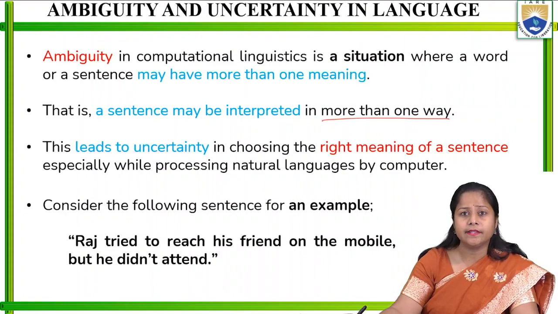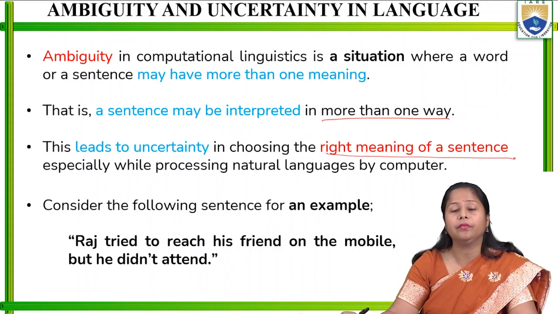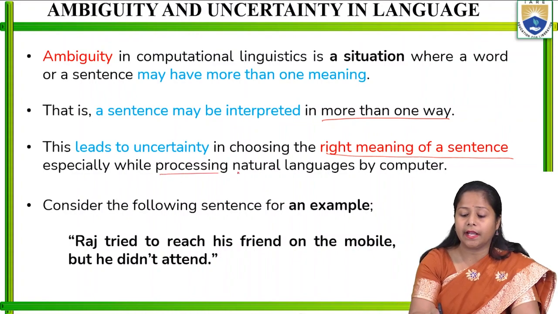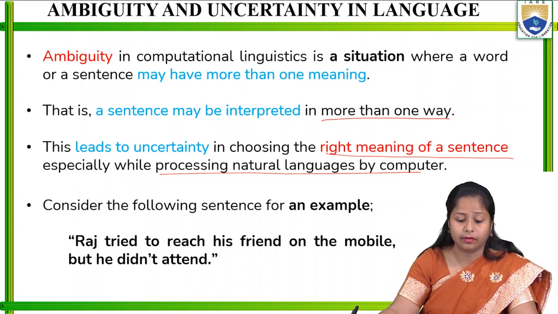Ambiguity leads to uncertainty in some cases in choosing the right meaning of a sentence. If we are lacking in choosing the right meaning of a particular word or sentence, then uncertainty will occur, especially while processing natural language by a computer system. If a human does it, they will take care of it, but if a machine does it, we have to give the model according to which the machine is going to interpret. So in that case the uncertainty can occur.